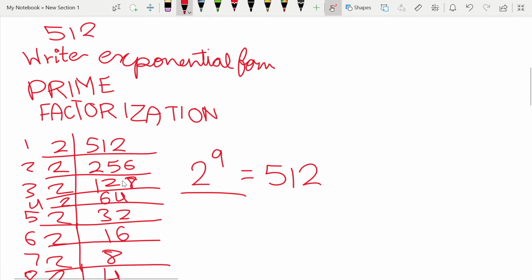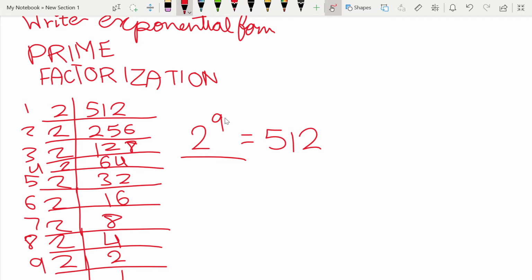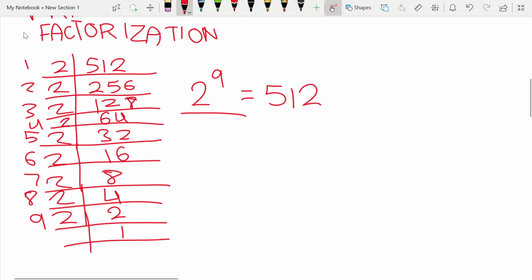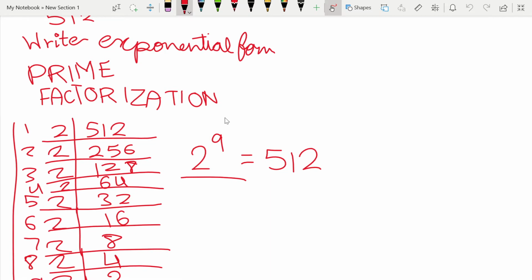Let's see, how can you write a number in exponential form? You will need to do prime factorization. Now how do we do prime factorization? We keep dividing that 512 by the smallest prime number it can be divided by. So for example, in this case, you use 2 because 1 isn't a prime number. We do that 9 times. I've counted this here 9 times. So that will be 2 to the power of 9 is equal to 512. That's how you can write 512 in exponential form.